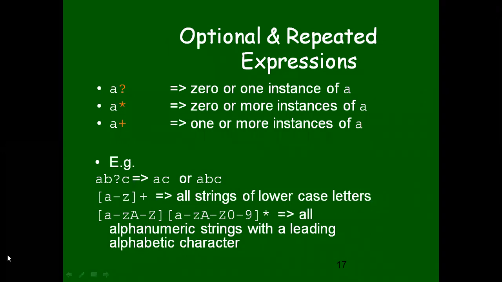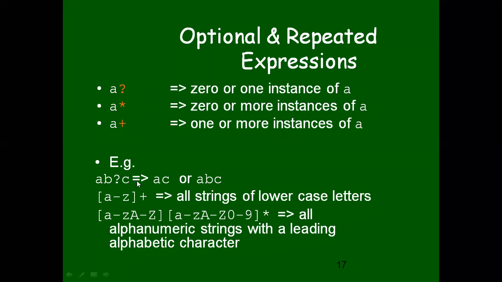These are all optional and repeated: a question mark, a star, a plus. We know the star is the Kleene closure. We know the plus is the positive closure. And now what the question mark is: 0 or 1 instance of A. 0 or more is the star representation, 1 or more instances of A is the plus representation. Is it clear? These two come under the properties of closures, one positive and another Kleene. And the question mark representation is 0 or 1 instance of A.